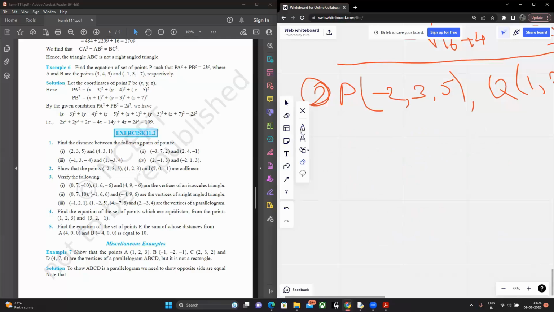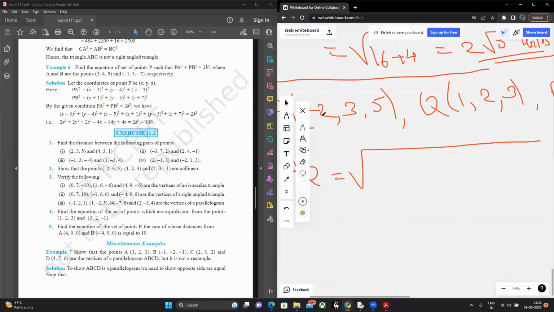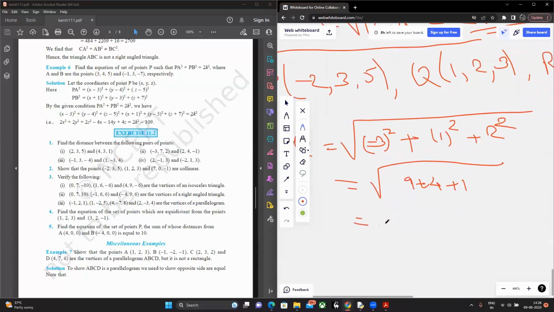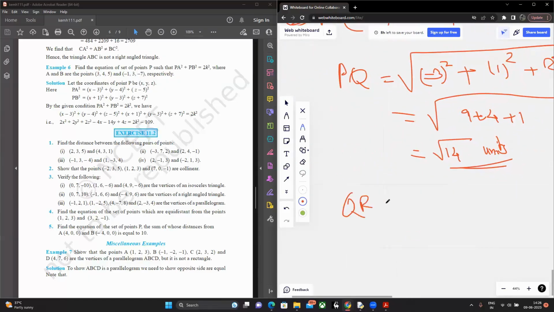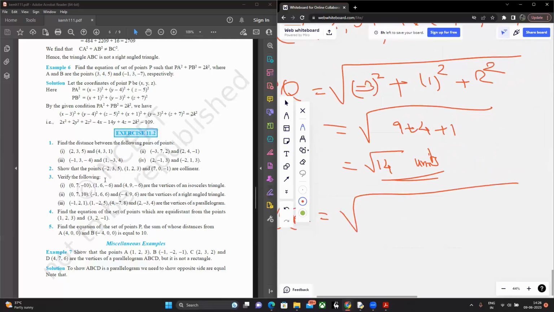So to proceed with the question, we are first going to find PQ. That is the square root of x1 minus x2 the whole square. That is minus 3 the whole square, because minus 2 minus 1 is minus 3. Plus y1 minus y2 the whole square, that is 3 minus 2, that is 1 the whole square. Plus z1 minus z2 the whole square, that is 5 minus 3, 2 the whole square, right? That is going to be the square root of 9 plus 4 plus 1, that is root 14 units, right?